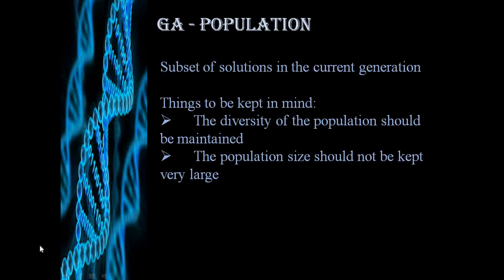Genetic algorithm population can also be the subset of solutions in the current generation, and this population is defined as a set of chromosomes. The following things are to be kept in mind while we are dealing with this population. The first is the diversity of the population should be maintained, and the population size should not be kept very large. This population is usually defined as a 2D array of size population size by chromosome size.